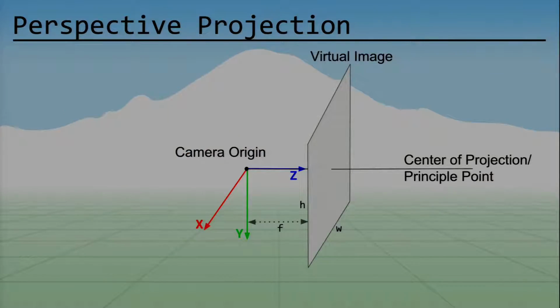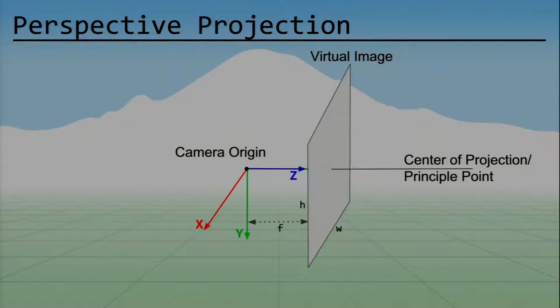OK, so let's imagine this is our setup here for our perspective projection. Here's our camera origin. That's our pinhole from the previous slide. We call this our virtual image. Here we set what is called the center of projection, or sometimes also called the principal point. It's basically just the middle of our image. We just cast a line right through the middle of our image. And we set up our 3D coordinate axes in our system here.